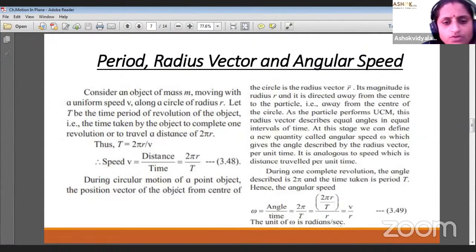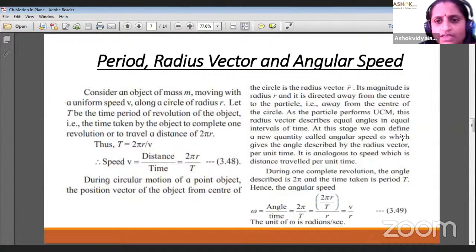During the circular motion of the point object, the position vector of the object from the center of the circle is the radius vector r. Its magnitude is the radius r, and it is directed away from the center of the circle. As the particle performs uniform circular motion, this radius vector describes equal angles in equal intervals of time.